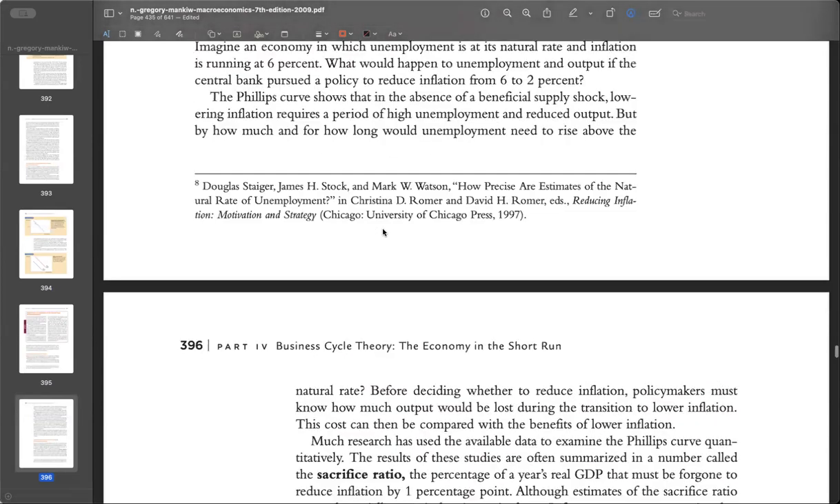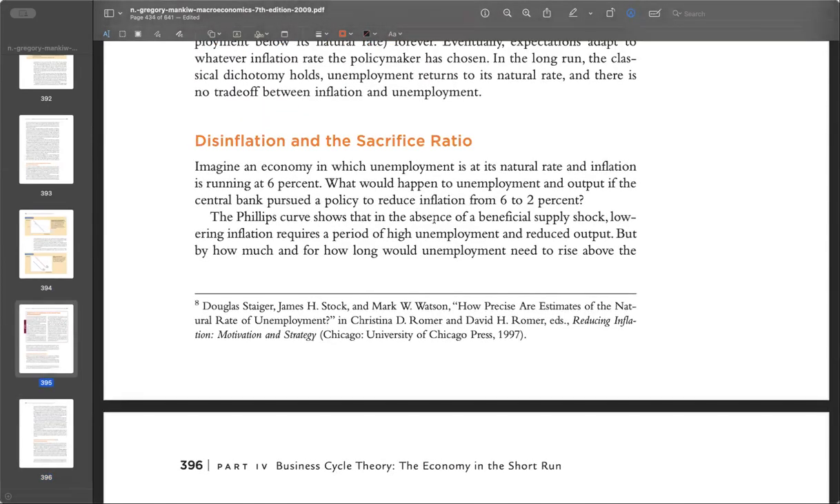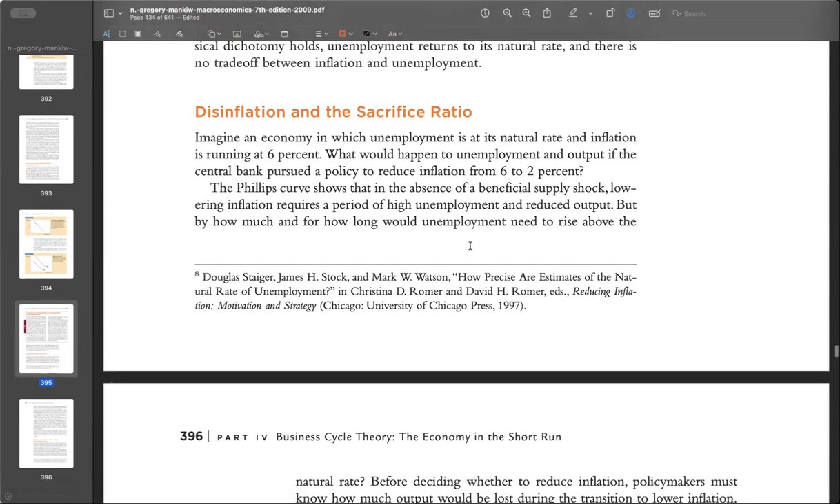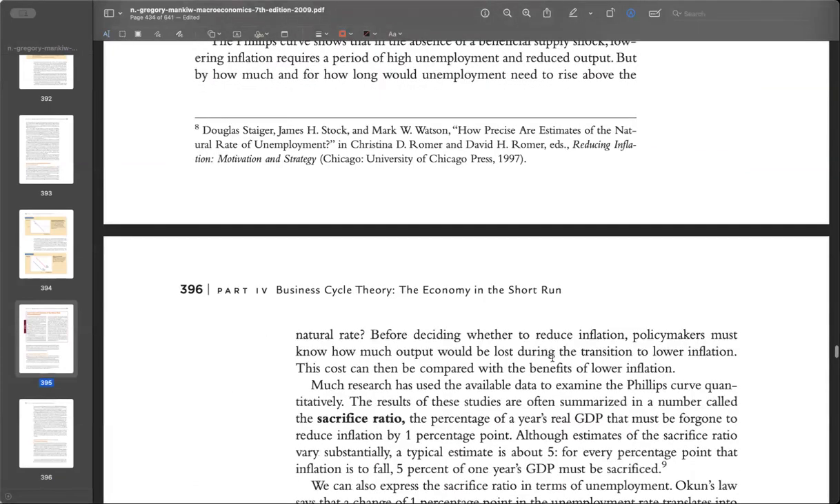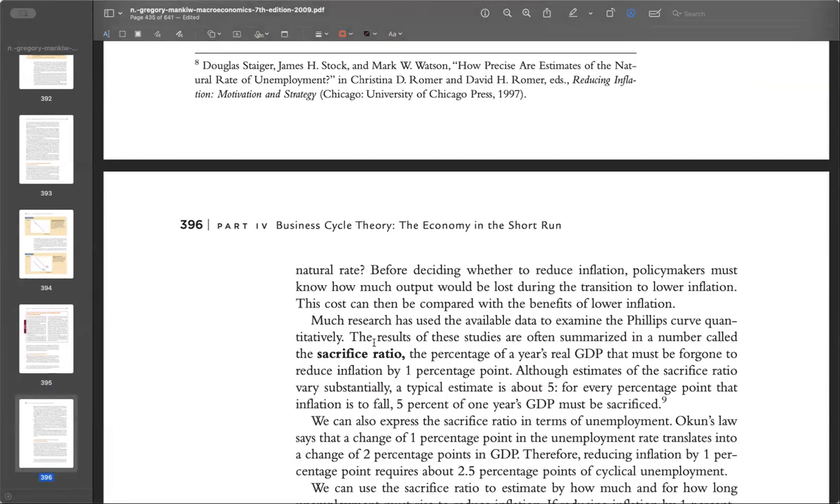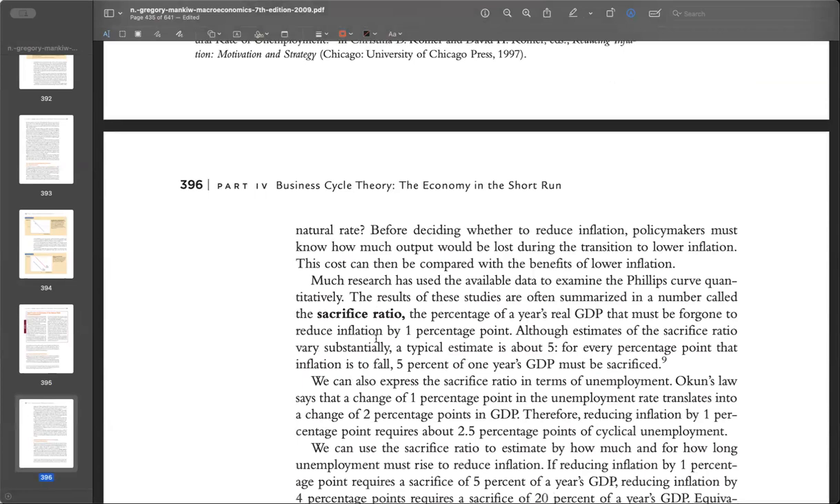Okay, so where were we? The Phillips curve shows that in the absence of a beneficial supply shock, that is a shifting down of the Phillips curve, lowering inflation requires a period of high unemployment and reduced output. Okay, so you have to move down the Phillips curve. But for how much and how long, and that is basically a function of that slope, right? So the answer to that question can be summarized in a number called the sacrifice ratio.